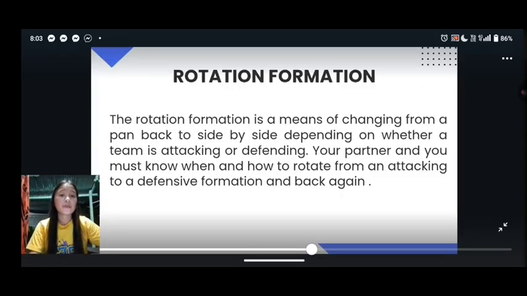Then the rotation formation. The rotation formation is a means of changing from up and back to side by side, depending on whether the team is attacking or defending. Your partner and you must know when and how to rotate from an attacking to a defensive formation and back again. So you need to know when to rotate. You rotate if your opponent plays a short lift, or when you're putting pressure on the opponent. So that is one rotation formation.